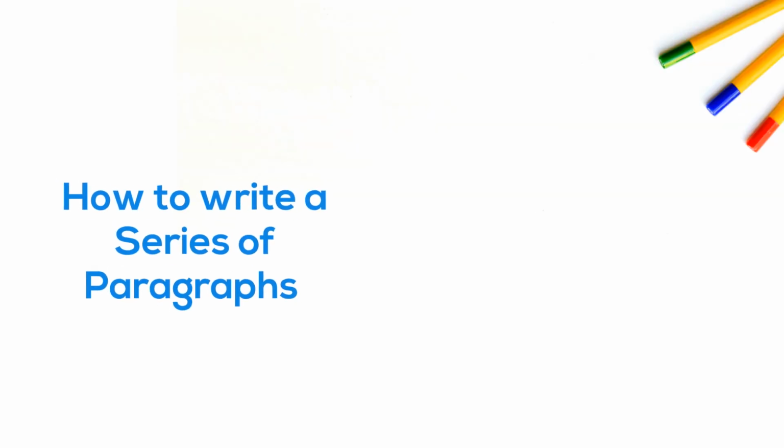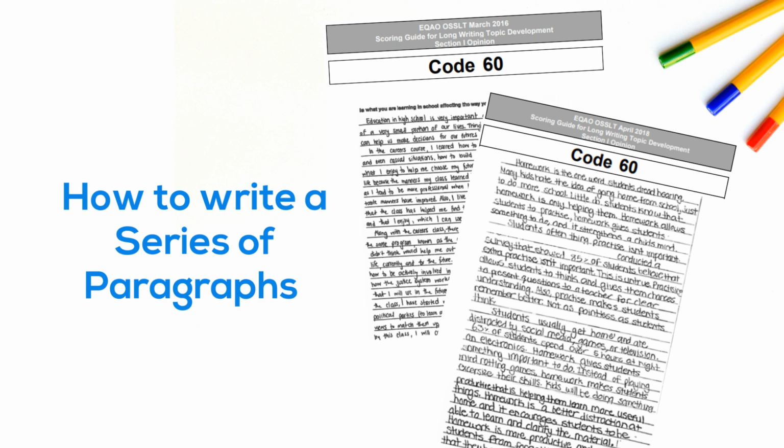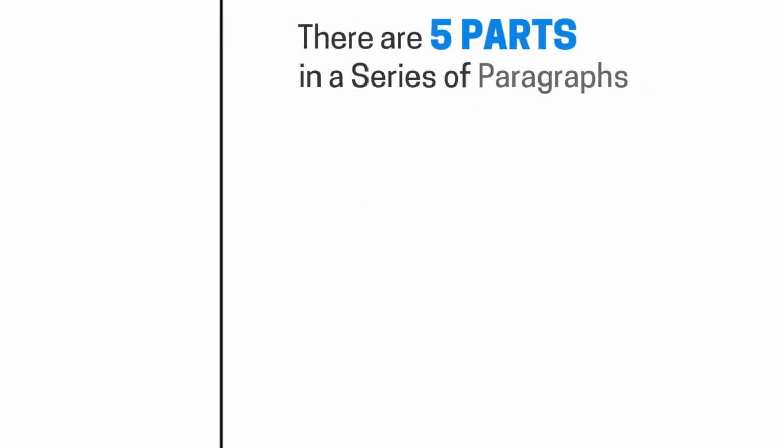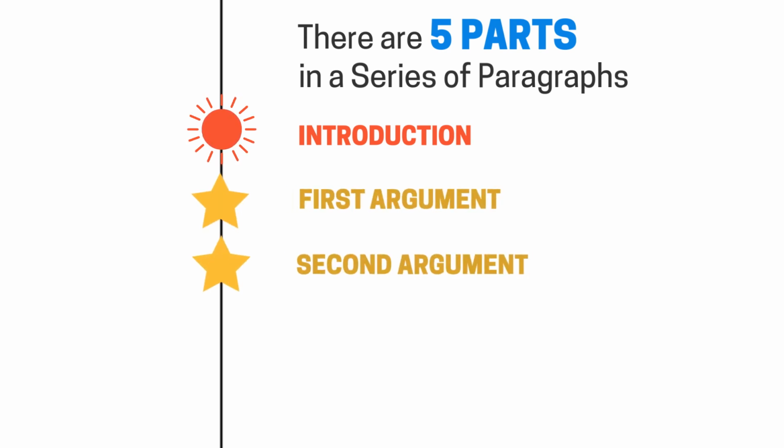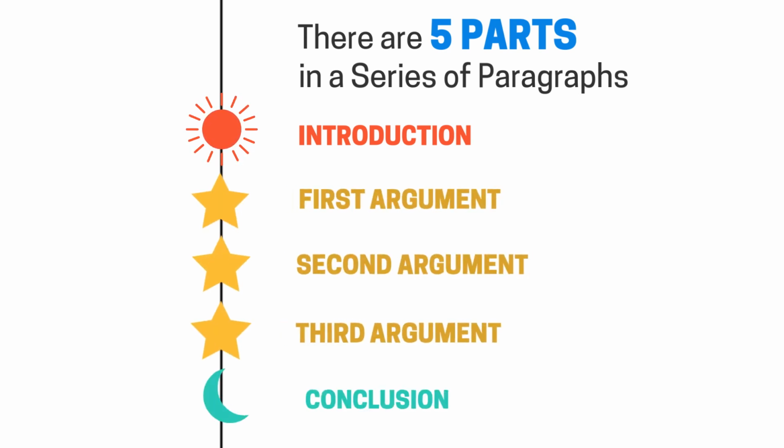Now that we've completed the rough notes, let's focus on how to organize a series of paragraphs. How do I start to write one? There are 5 parts in a series of paragraphs: the introduction, the first argument, the second argument, the third argument, and the conclusion, also known as sun, star, star, star, moon, a beginning and an end to your series of paragraphs.